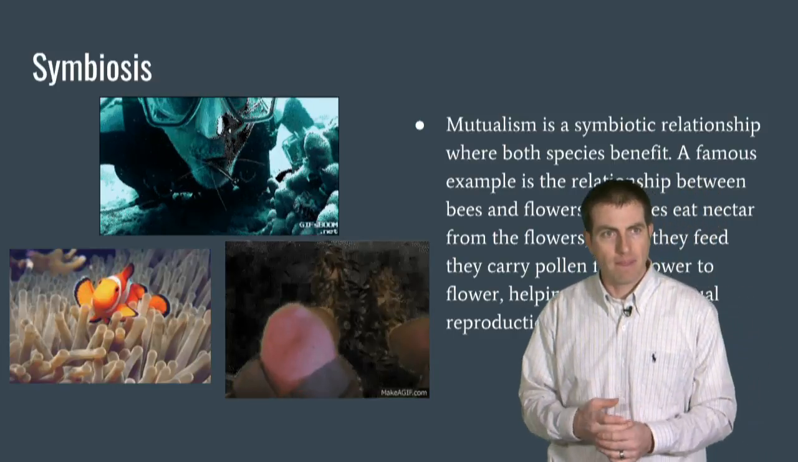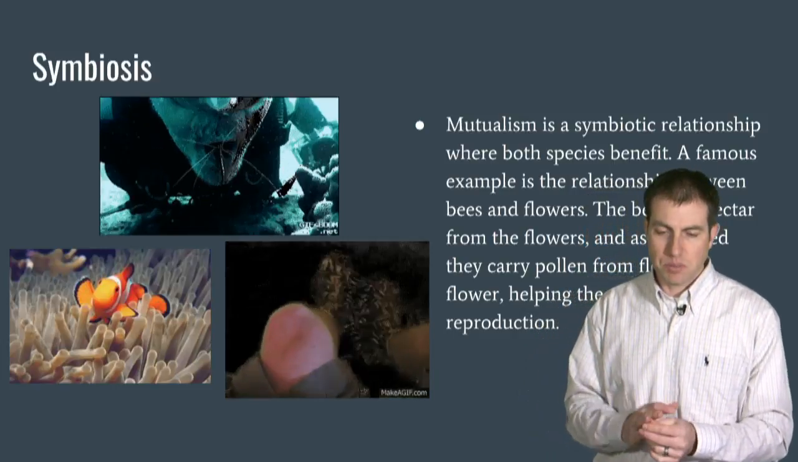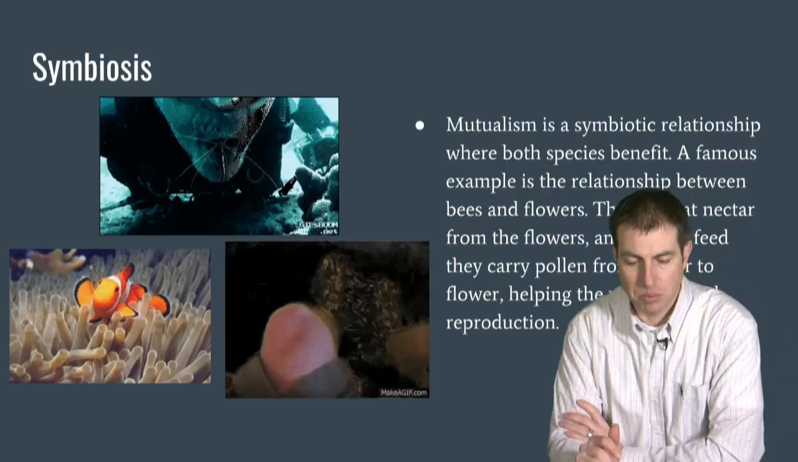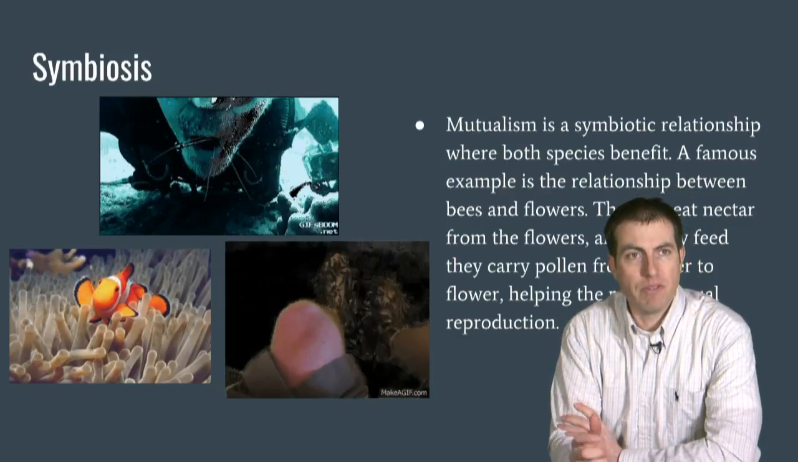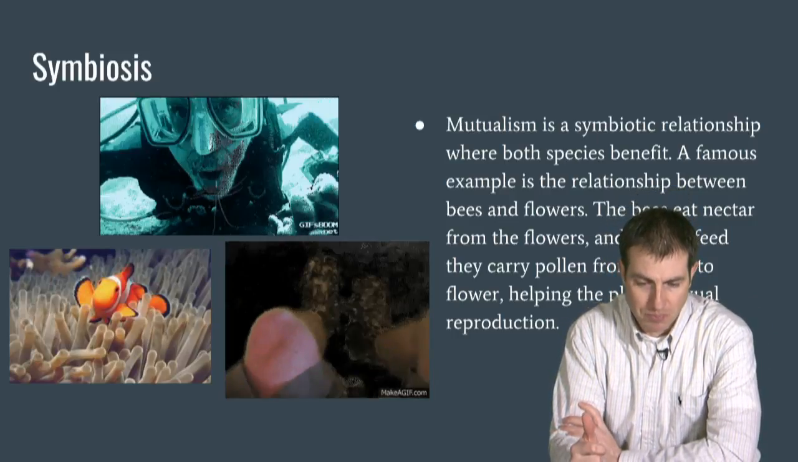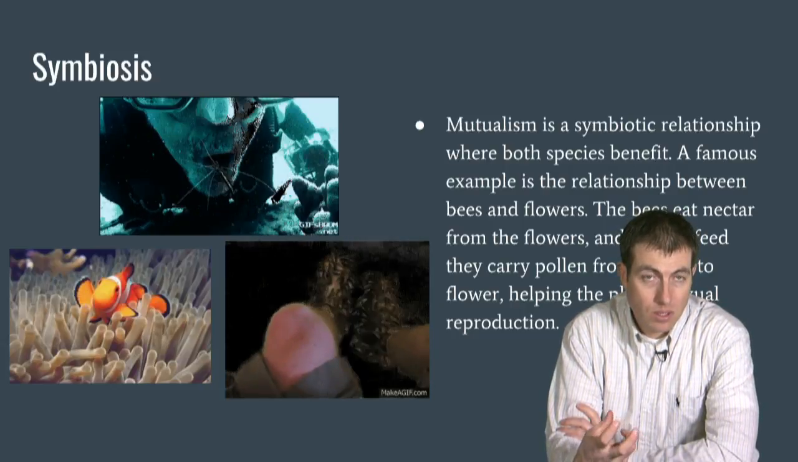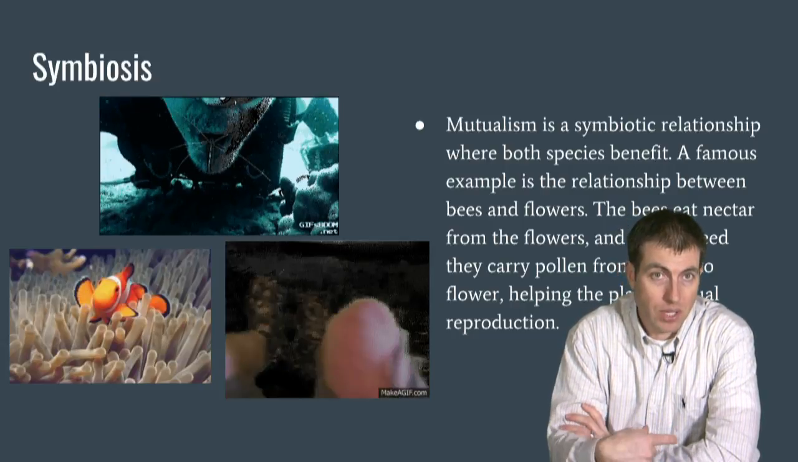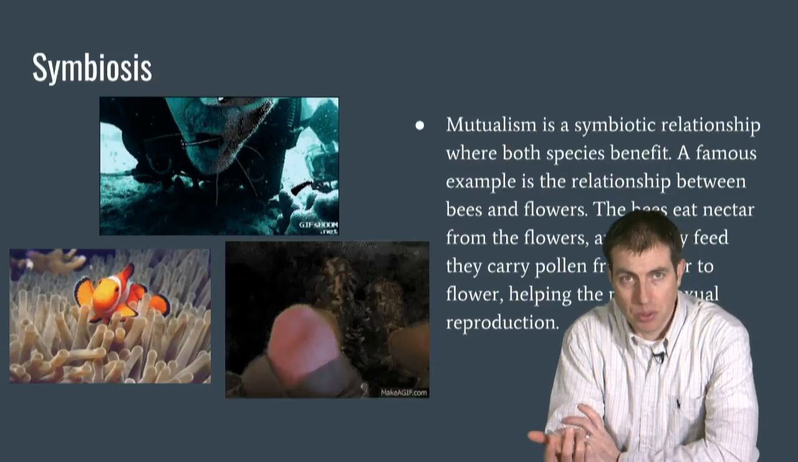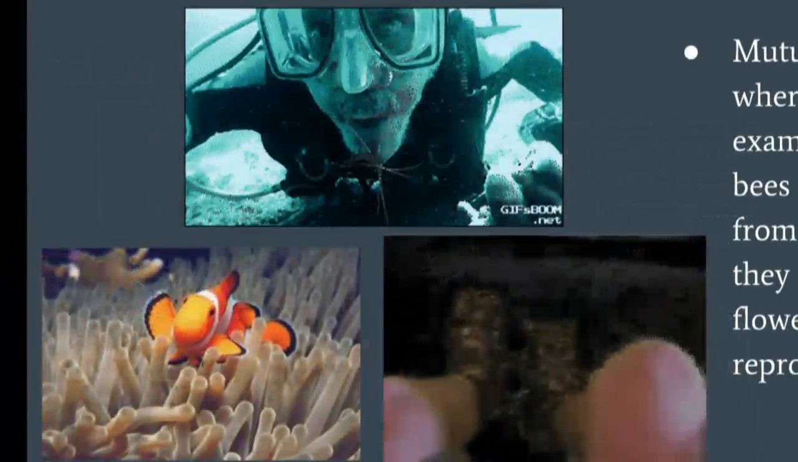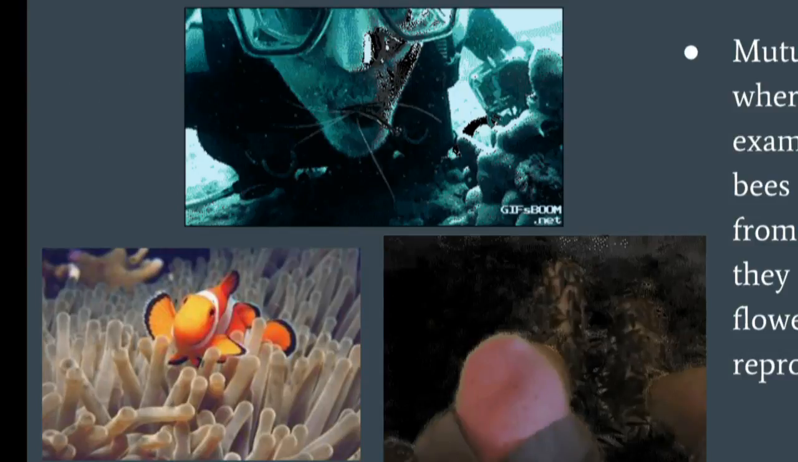Mutualism. Mutualism is a symbiotic relationship where both species benefit. A famous example, I don't know if it's famous, but an example is between bees and flowers. So bees pollinate flowers, so the flowers get pollinated, which means they can reproduce, and then the bees take the pollen and they make honey out of it.